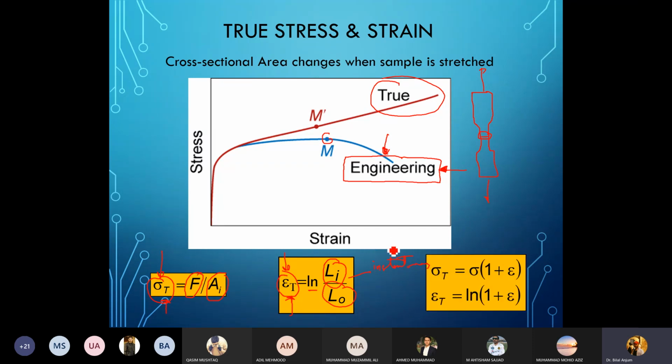And if you want to convert, or have a relationship of true stress with engineering stress, it is this relationship. True stress is related to engineering stress multiplied by 1 plus engineering strain, and true strain is related to the engineering strain with the natural log. All right, are these relationships clear? Yes sir, clear.